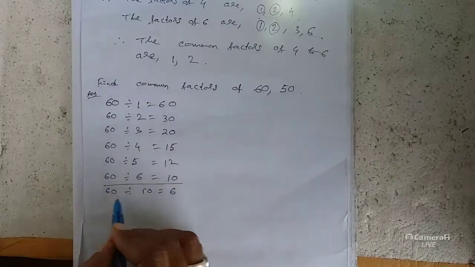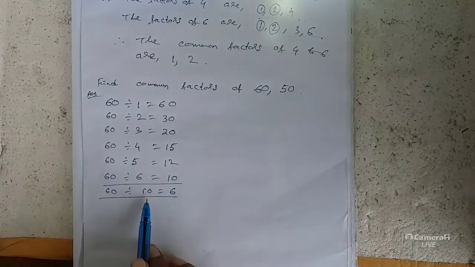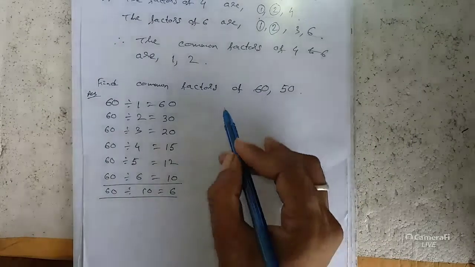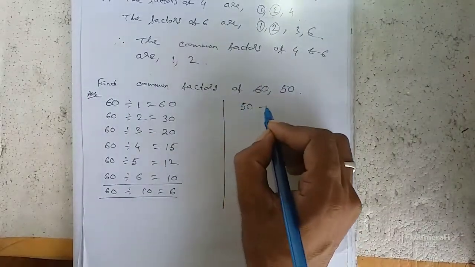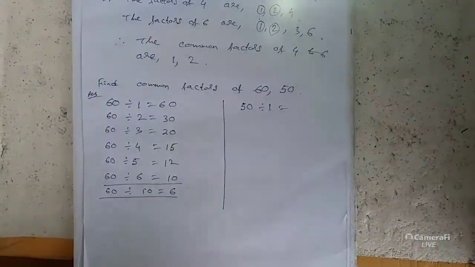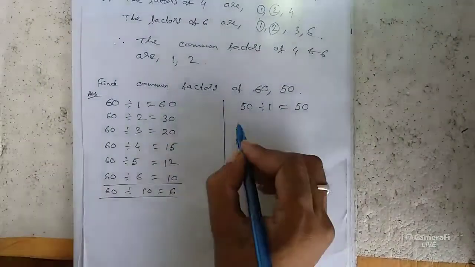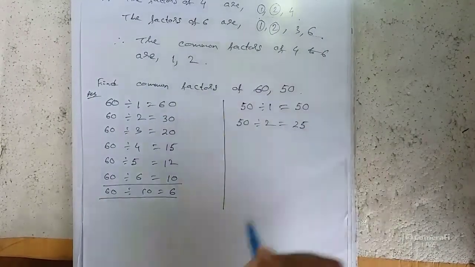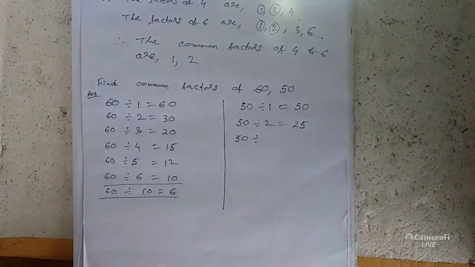We will stop here. See the result. If we divide by 6 we get 10. If we divide by 10 we get 6. So stop here. Let us find in the same way the factors of 50. It is divisible by 1, so result is 50. If we divide 50 by 2, it is 25. Next number 3 cannot divide, 4 cannot divide, 5 can divide.